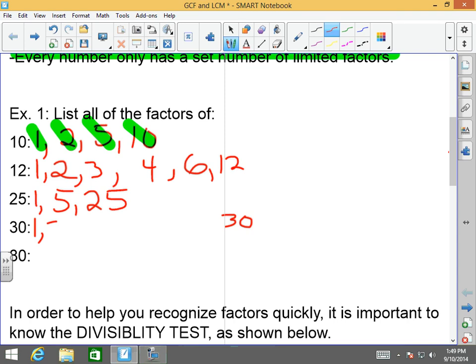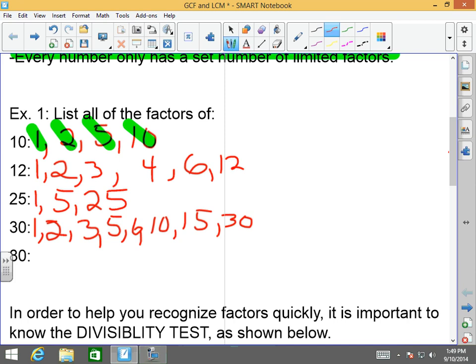Does 2 go into 30? Yes, 2 times 15. Beautiful. Does 3 go into 30? Yes, 3 times 10. Excellent. Does 4 go into 30? Does 5 go into 30? Yes, 5 times 6. Awesome. See how knowing the multiplication tables helps you?